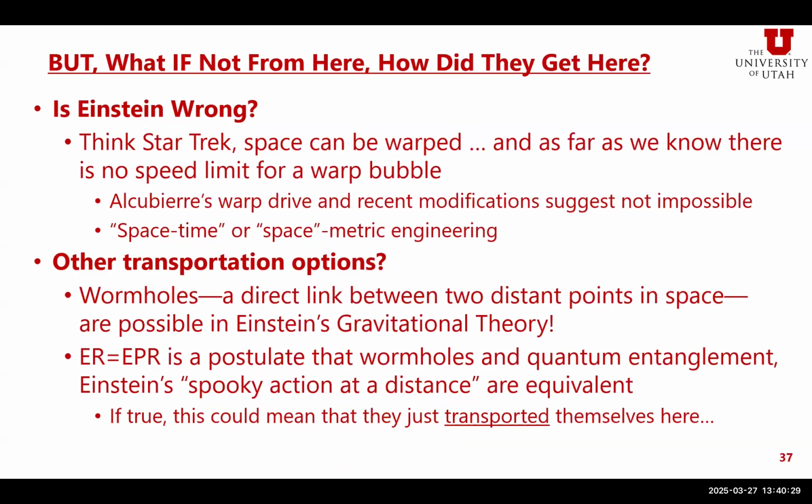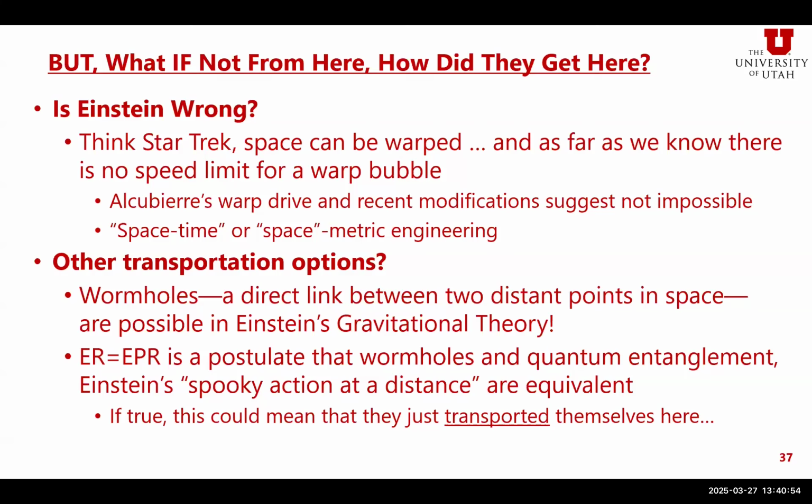Now, let's go there for a second. Let's say it is aliens, okay? Or some kind of what we call NHI, or non-human intelligence. So does that mean that Einstein's wrong? Well, no, because physics has shown that a warp in space could potentially go faster than the speed of light. So you could potentially have a space warp.